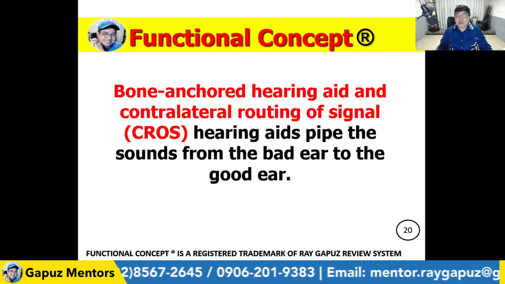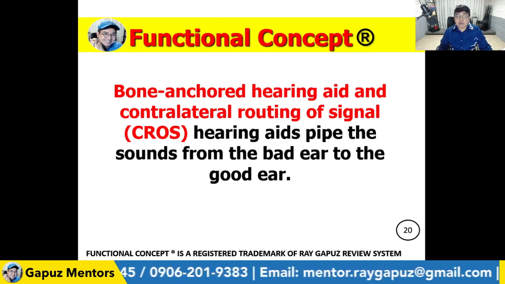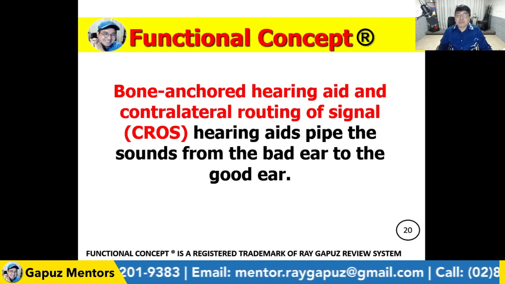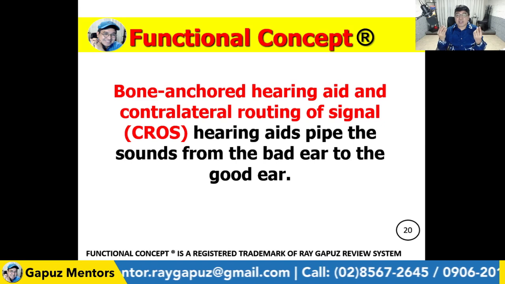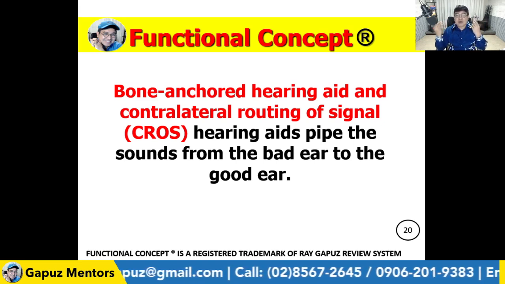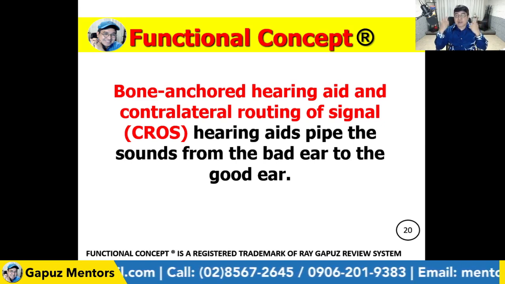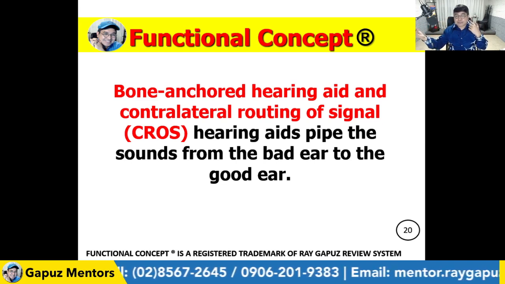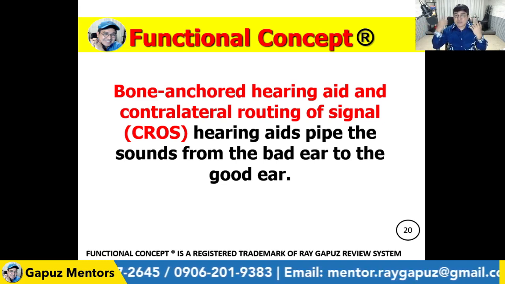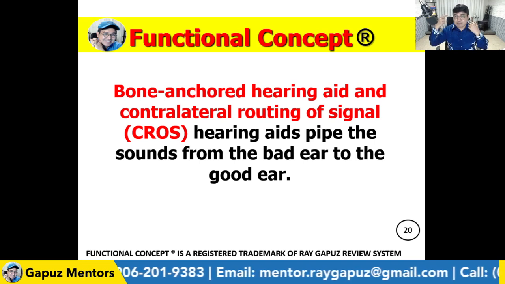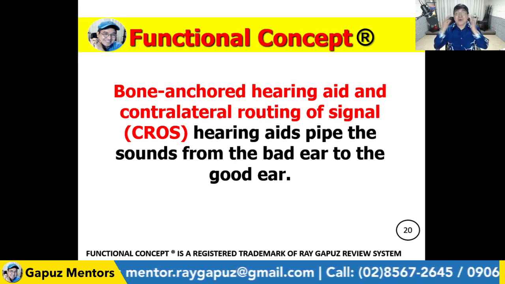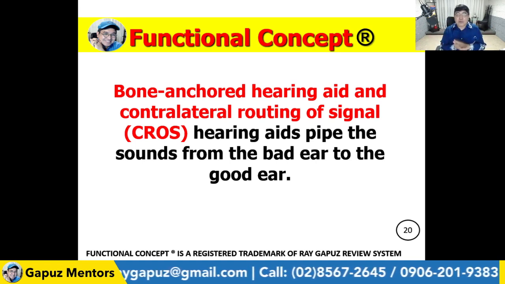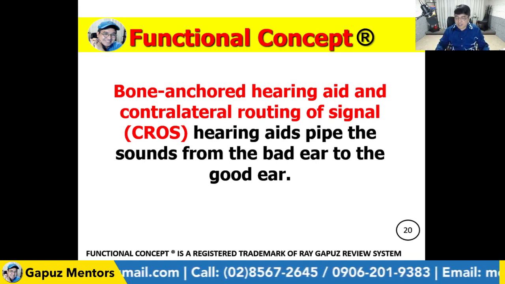So bone-anchored hearing aid and contralateral routing of signal hearing aids pipe the sounds from the bad ear to the good ear. So these are types of hearing aids in which you place it on both the good and the bad ear, and then whatever stimulation that it receives from the bad ear, it pipes the sound to the good ear for interpretation. Okay, so that's what we call your contralateral routing of signal hearing aids.